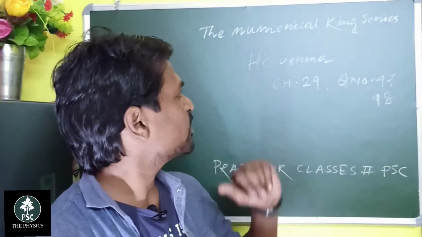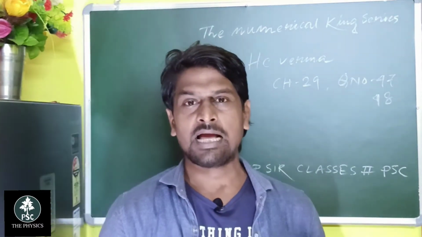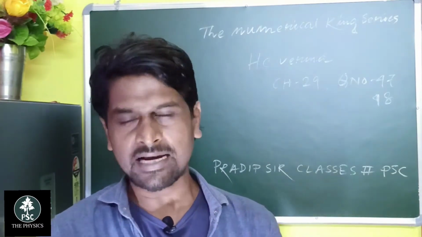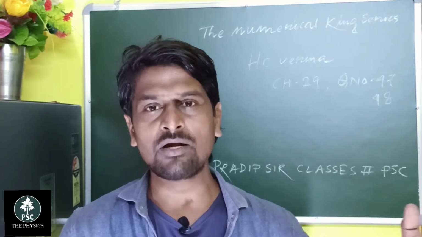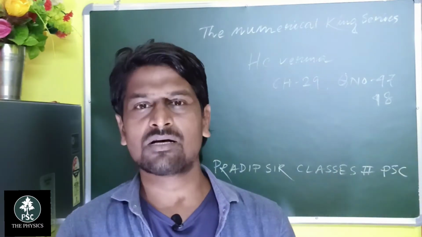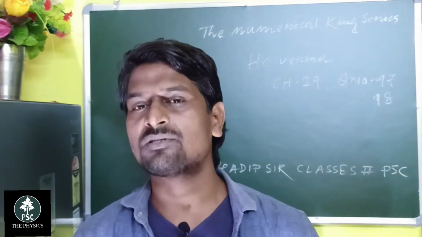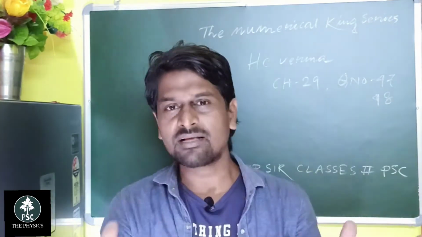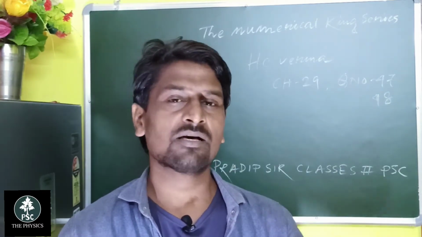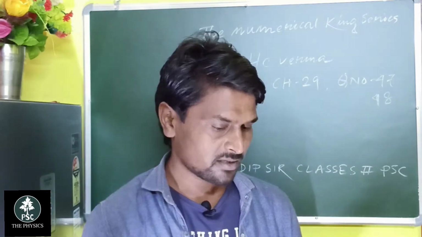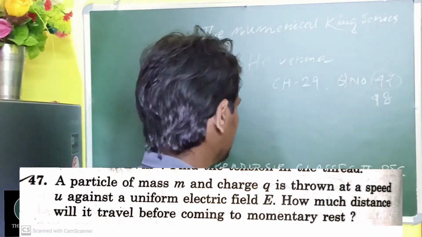And students, we are in the Numerical King series, AC Verma chapter 29, question number 47 and 48. If you are first time on this channel, then obviously go back to the previous videos where I completed questions 1 to 46, as well as chapter 1, that is units and dimensions, and also chapter 30, that is Gauss law. All the numericals are completed with the best concept, I think, and you will also appreciate it after seeing this. So without any different talk, let's start with question number 47.